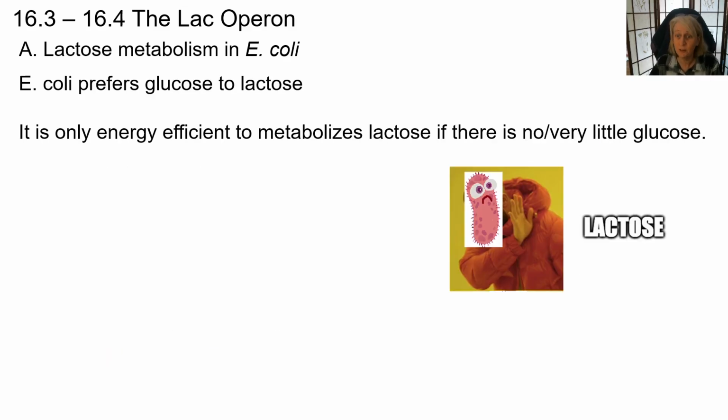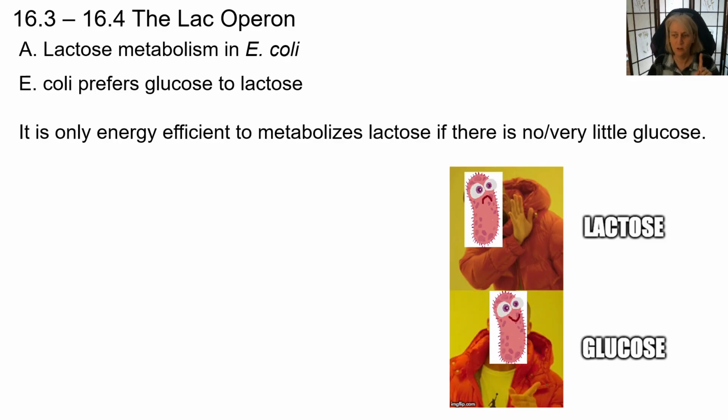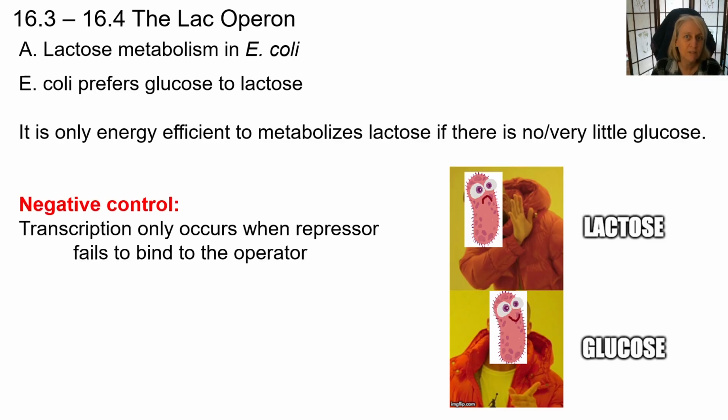E. coli prefers glucose to lactose. No lactose, only glucose. It's not energy efficient to break down lactose. You have to use energy as a cell to break the lactose in half to get a little bit of glucose out of it. Glucose is preferable. So we are going to have this situation where even if I have presence of lactose in my surrounding environment as an E. coli cell, I still want to prioritize glucose.